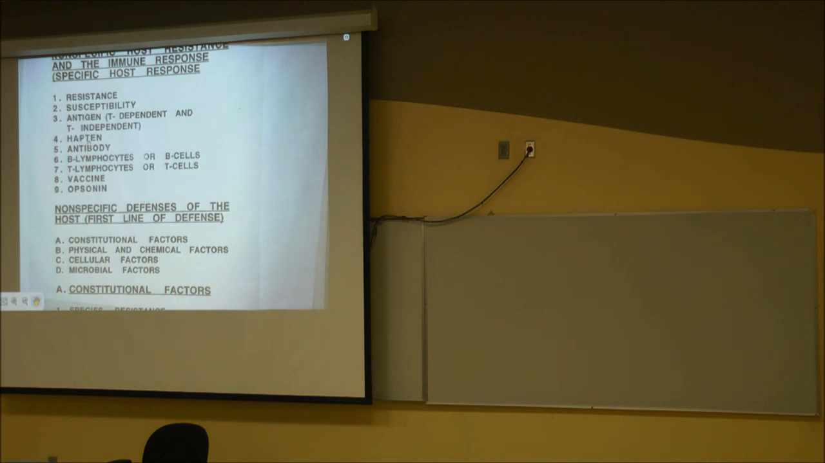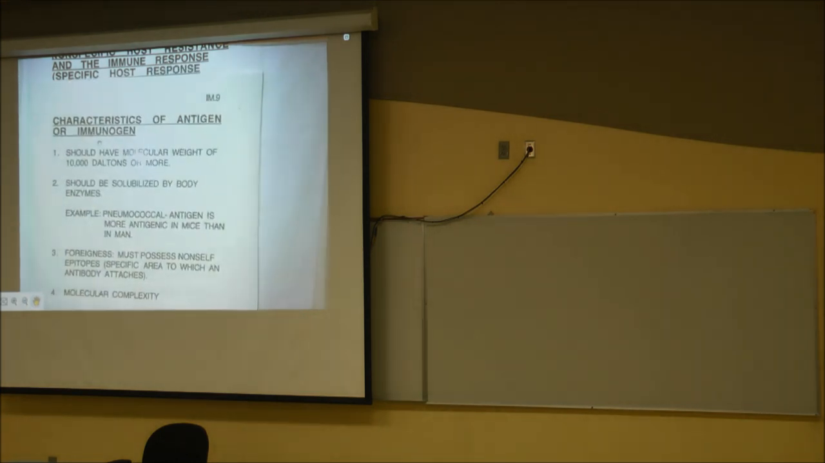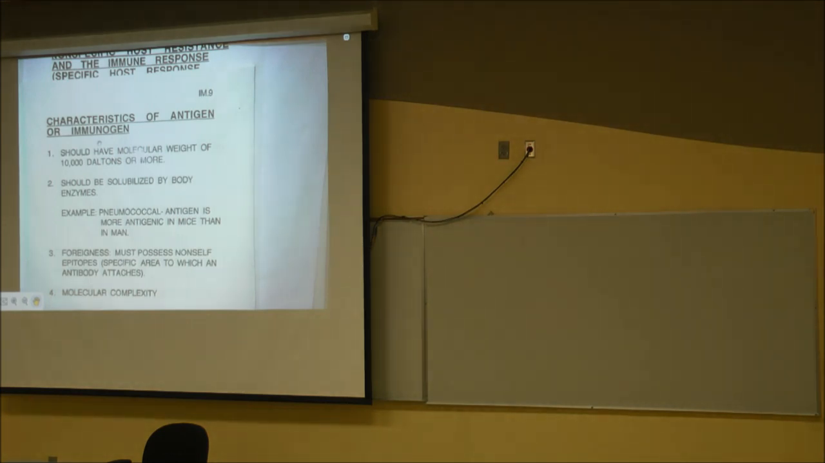Hapten. Not all antigens can initiate an immune response on their own. There's a certain criterion for a molecule to be antigenic, and one of those criteria is molecular weight. The minimum molecular weight for a molecule to be antigenic is 10,000 Daltons. A molecule must meet this criterion.